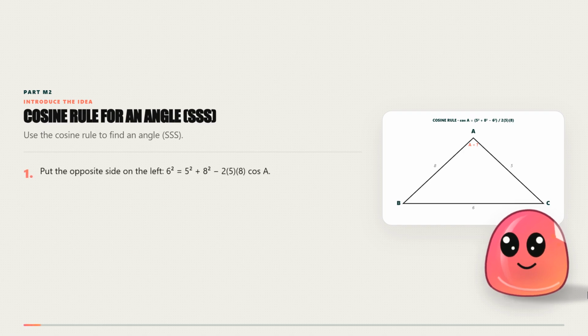Use the cosine rule to find an angle, SSS. Here's the key idea. Put the opposite side on the left. 6 squared equals 5 squared plus 8 squared minus 2 times 5 times 8 times cos A, so cos A equals 5 squared plus 8 squared minus 6 squared, divided by 2 times 5 times 8, equals 53 divided by 80. A is almost equal to 48.51 degrees.